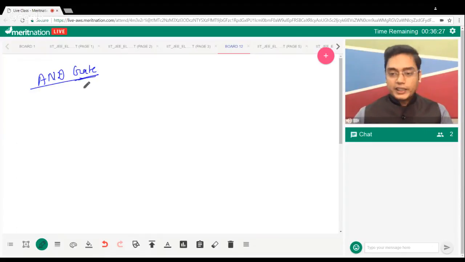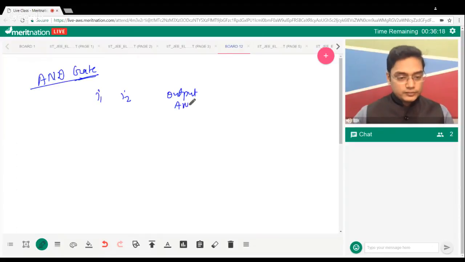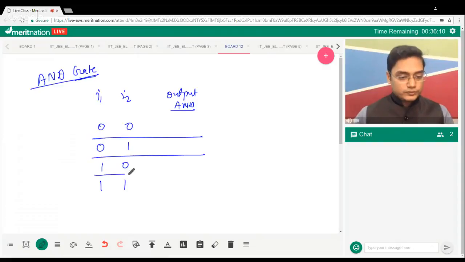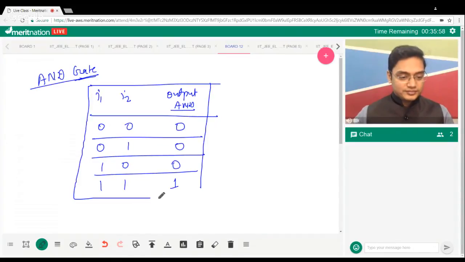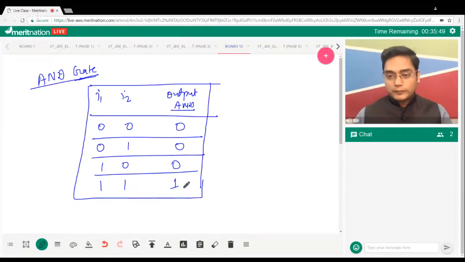If we want to write the AND gate truth table, input 1, input 2, and this is the output of AND gate, obviously. Now 0 0, 0 1, 1 0 and 1 1. Its output is like 0 0 0 and 1. So what is the condition for AND gate? All the inputs must be 1 only, then the output will be 1. So 1 1, that is 1, right?